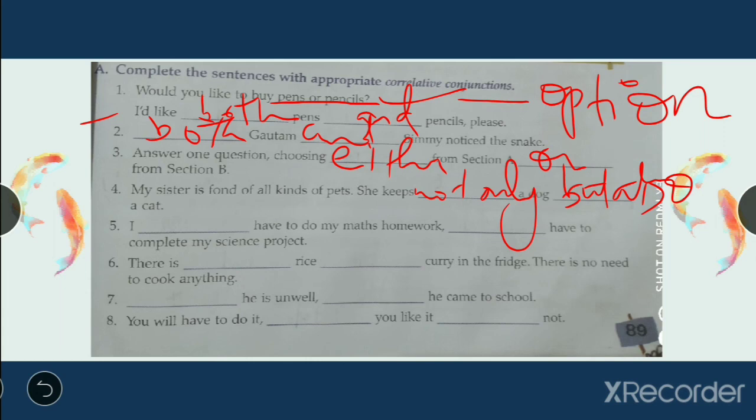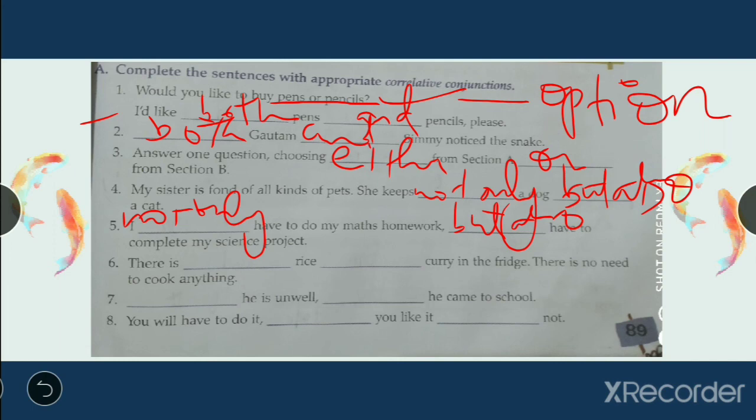Now you know one thing, that when we use not only but also, there is a comma that is used, right? There is a comma. So here we have a comma and we have to use both. So you can write, I not only have to do my maths homework but also have to complete my science project.